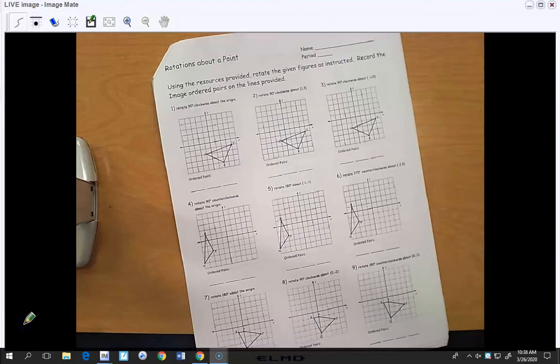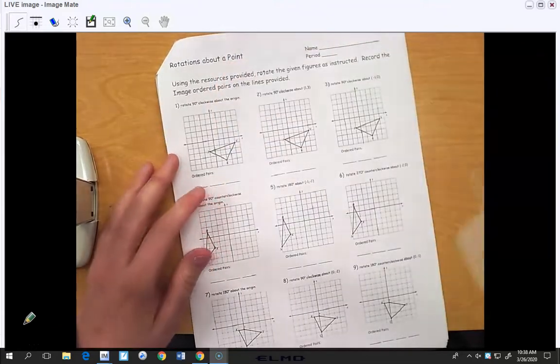Today we are going to learn how to do rotations about a point. And as we look at doing rotations about a point, it's a lot the same as doing rotations about the origin. So if you don't know how to do rotations about the origin, go back and review, but we'll just do one for you really quick here.